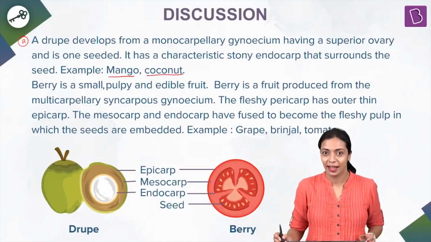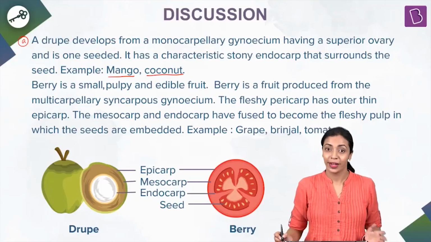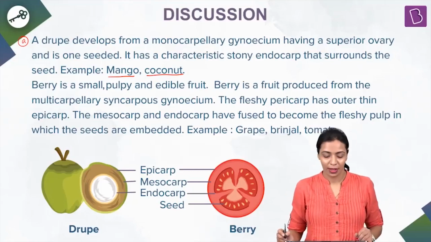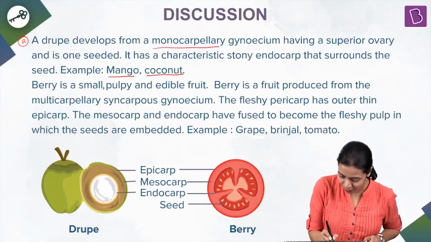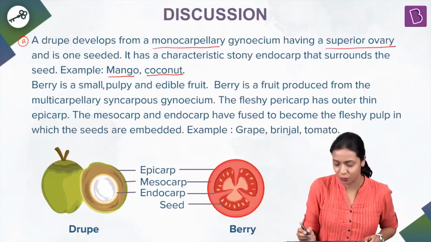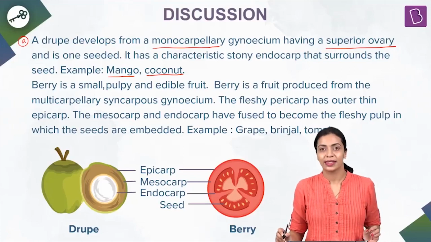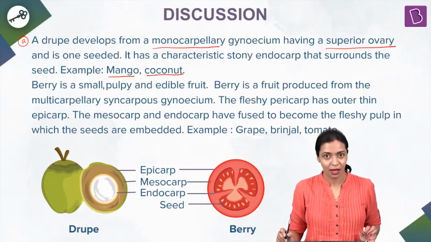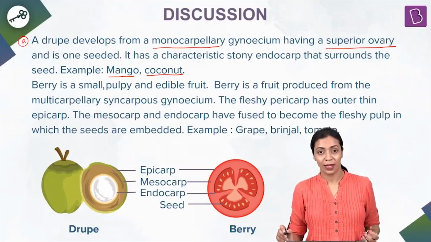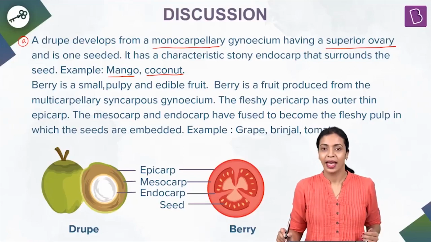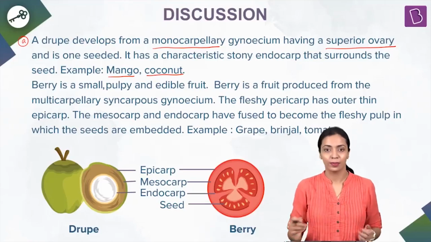We have already arrived at the answer, but let's look at what kind of flower produces the fruit drupe. The flower that produces a drupe type of fruit is monocarpellary and has a superior ovary. Now, monocarpellary means that the gynoecium is made up of a single carpel. Superior ovary refers to the condition where the ovary occupies the topmost position in the flower and the other three floral whorls arise from below it.